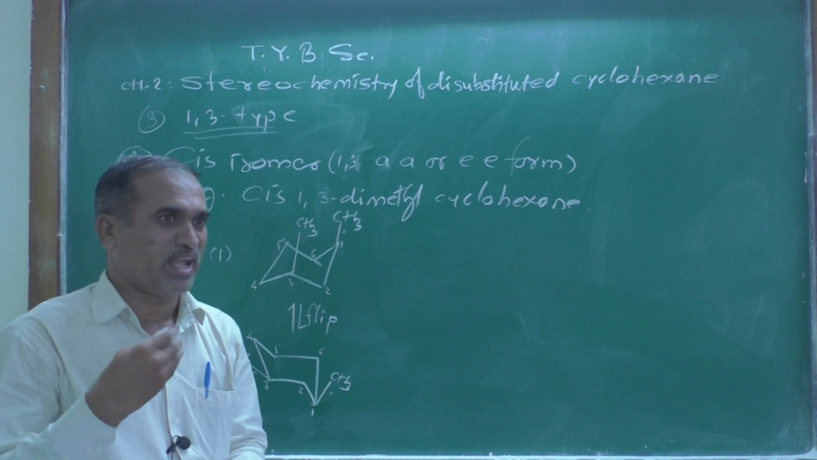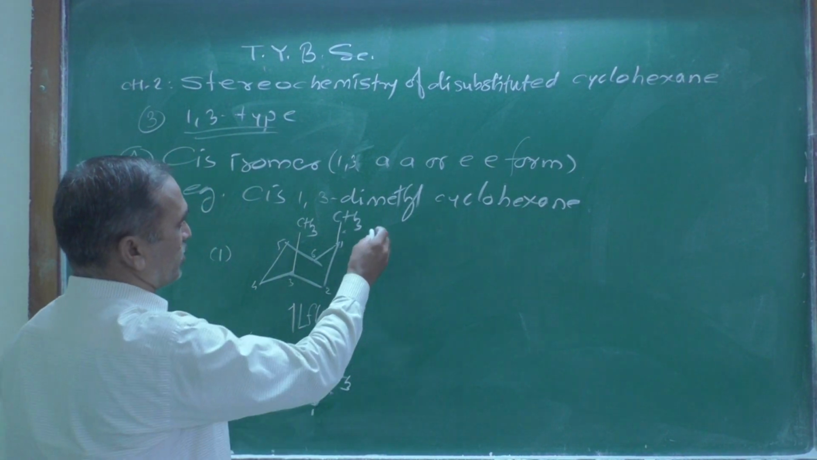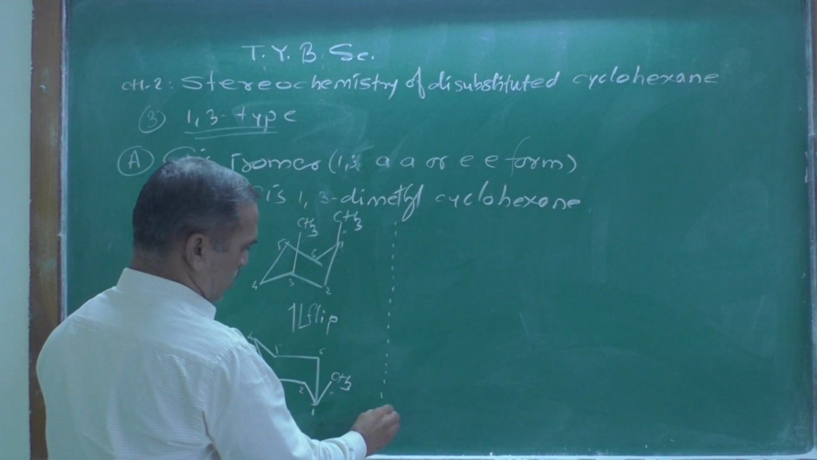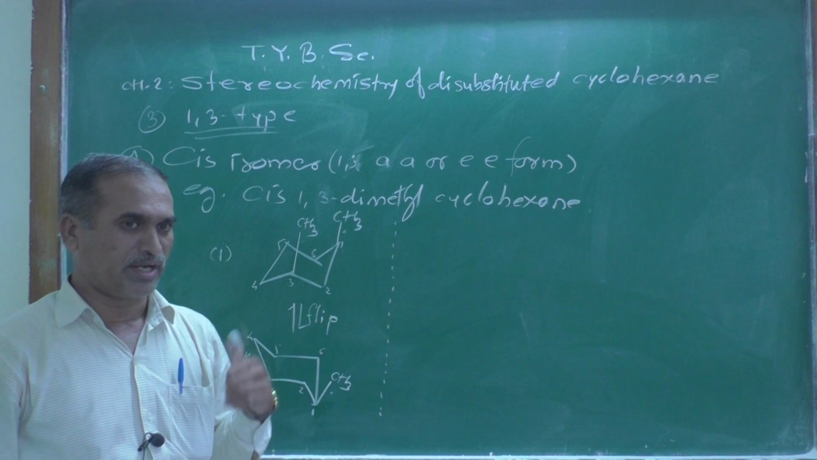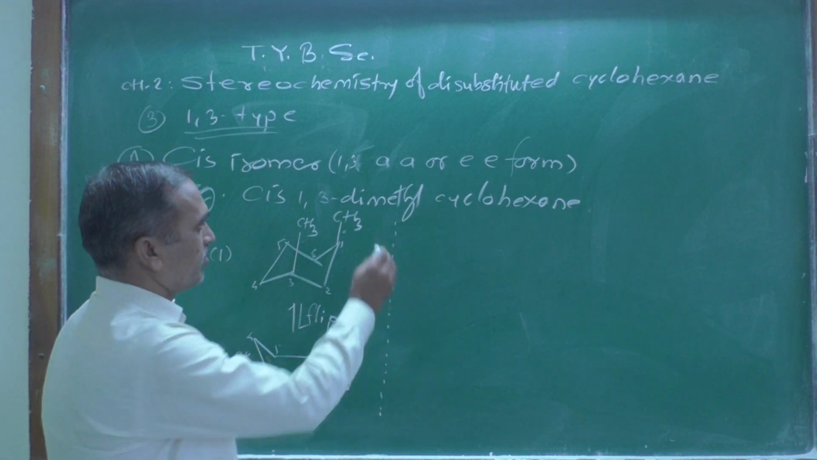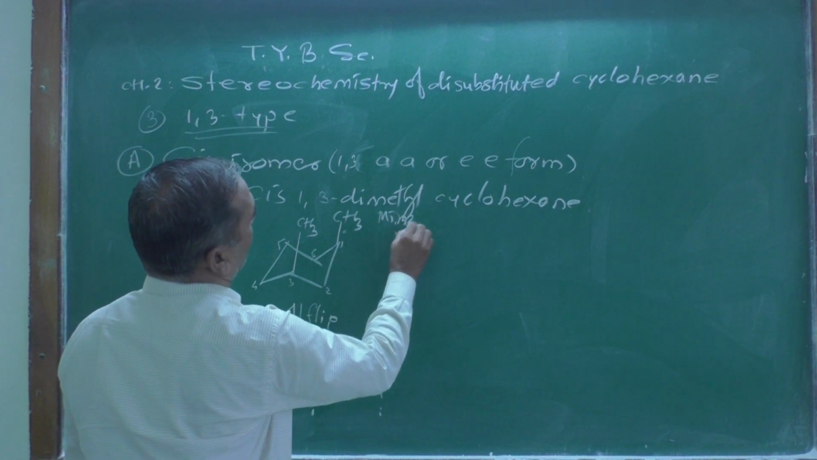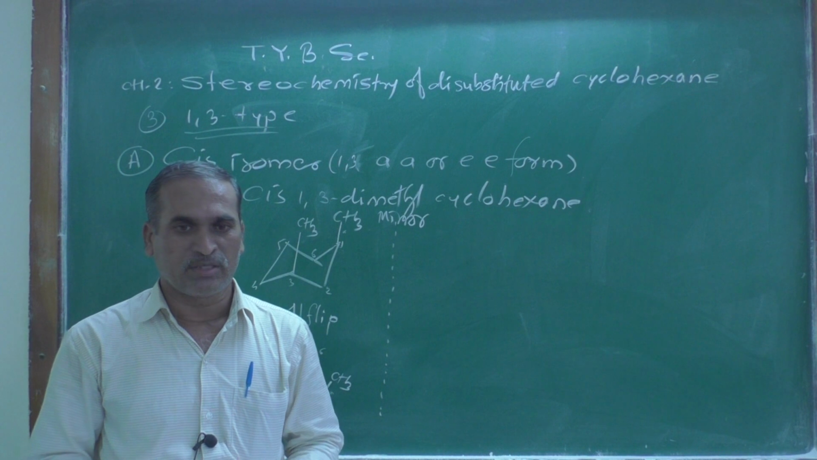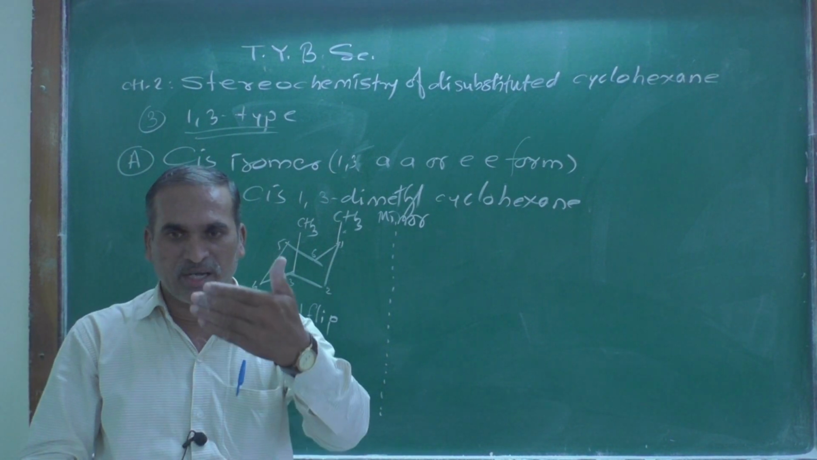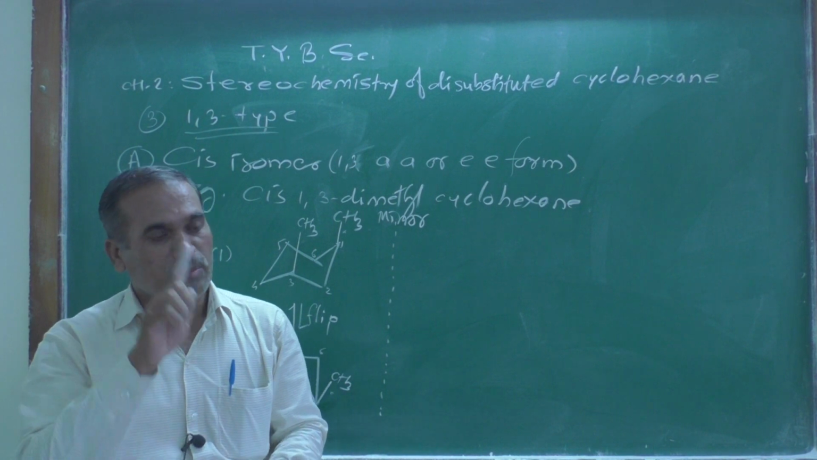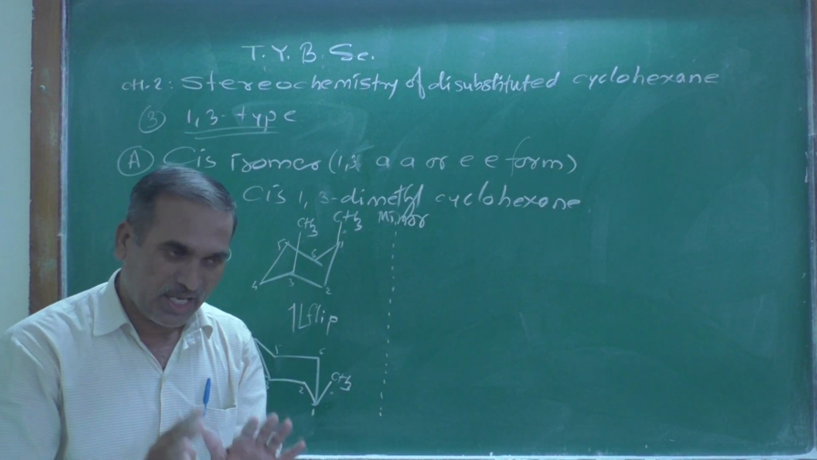Now what is the next? As usual, we draw a dotted line here. What does that dotted line represent? This is nothing but a mirror, right? What is the purpose of a mirror? You can see your image in the mirror, or you can see the mirror image of any object.